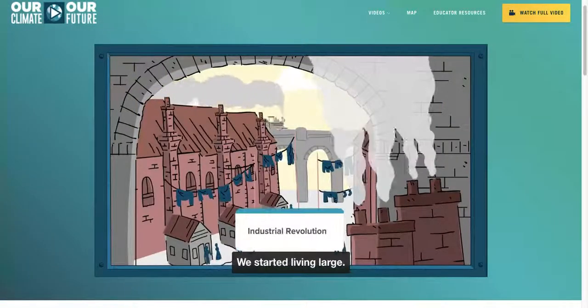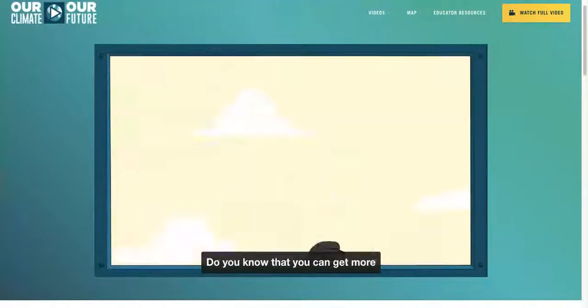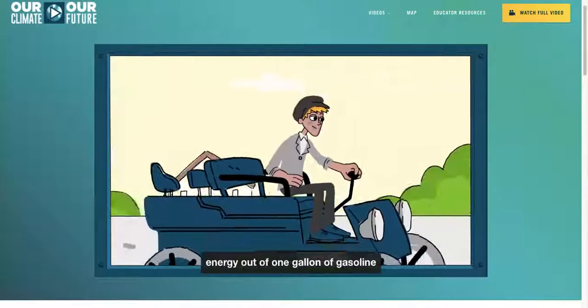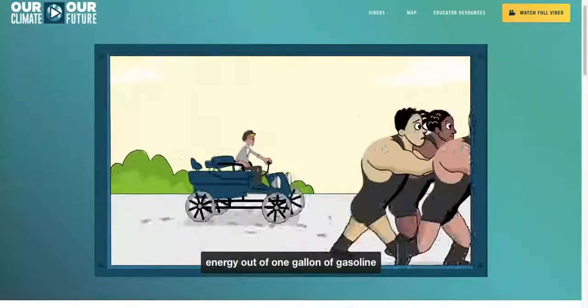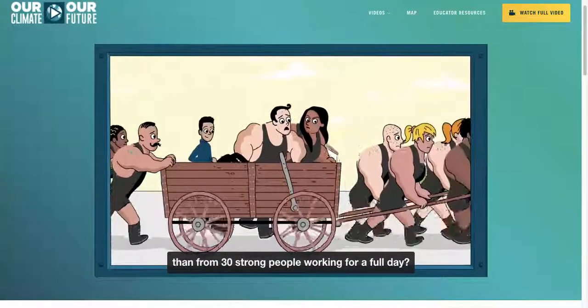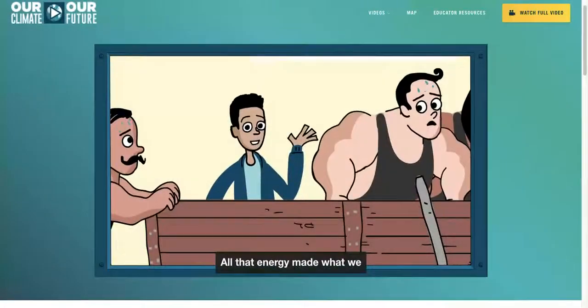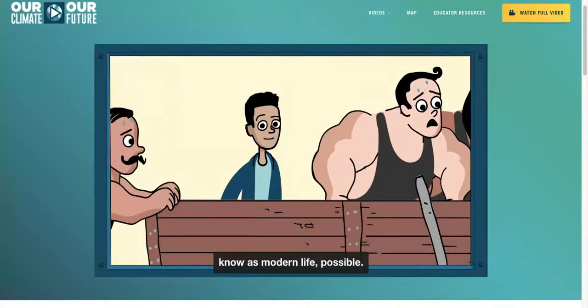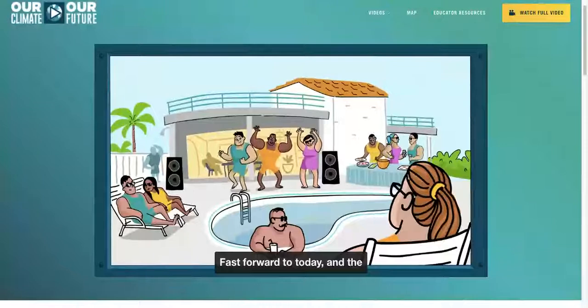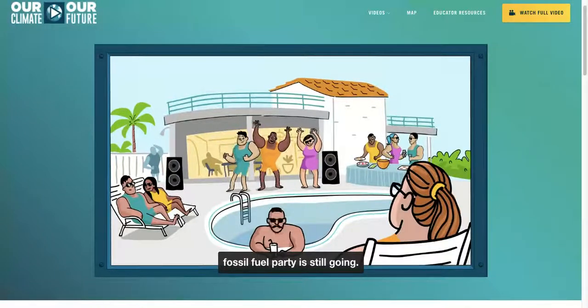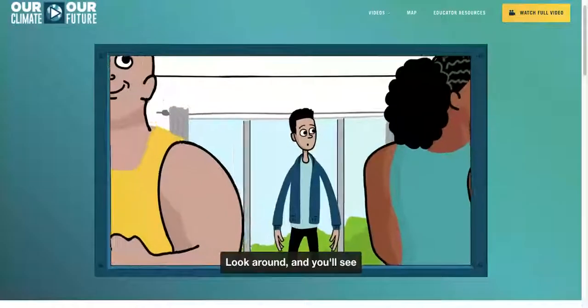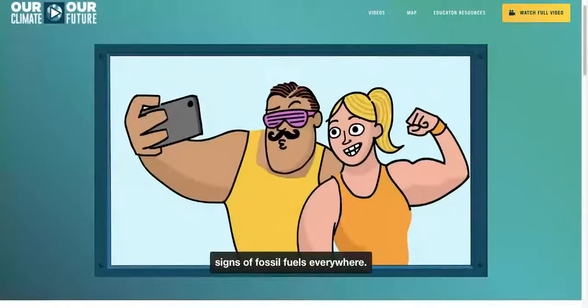We started living large. Do you know that you can get more energy out of 1 gallon of gasoline than from 30 strong people working for a full day? All that energy made what we know as modern life possible. Fast forward to today, and the fossil fuel party is still going. Look around and you'll see signs of fossil fuels everywhere.